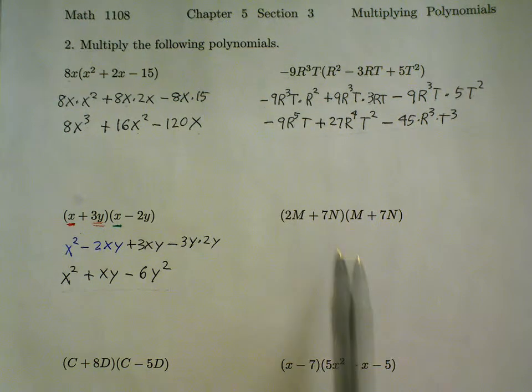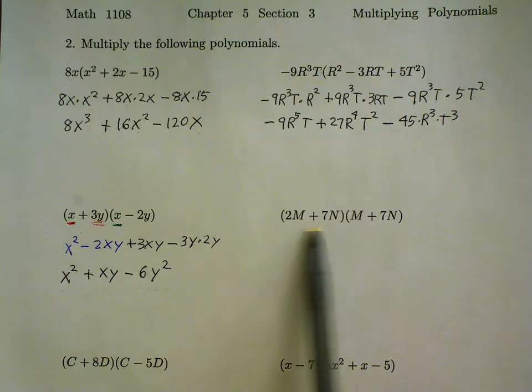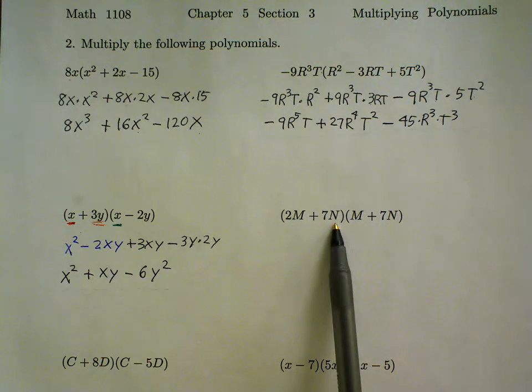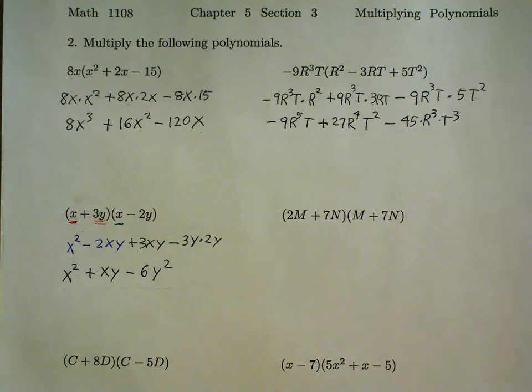Okay, the next one, we're multiplying two binomials again, 2m plus 7n times m plus 7n. Take 30 seconds, multiply that out, see what you get, and then we'll compare notes in about a half a minute.